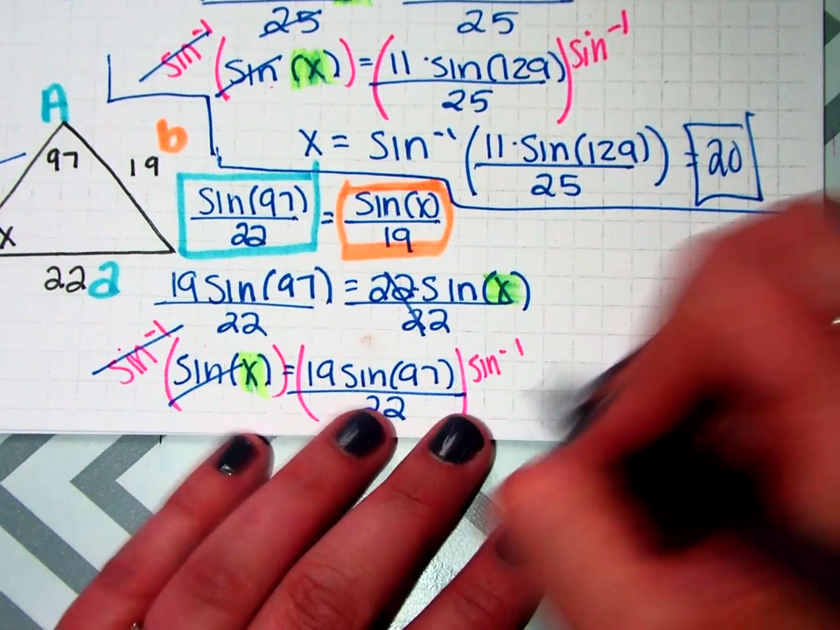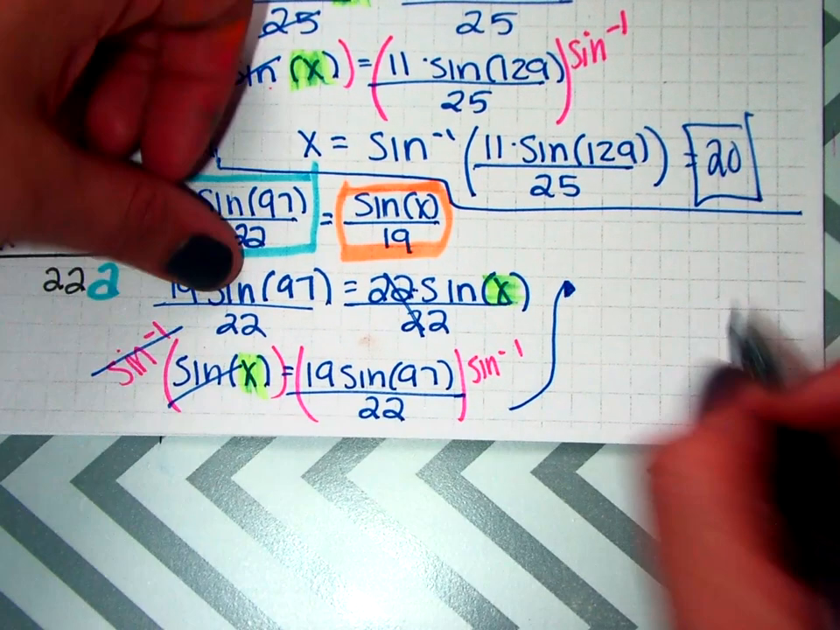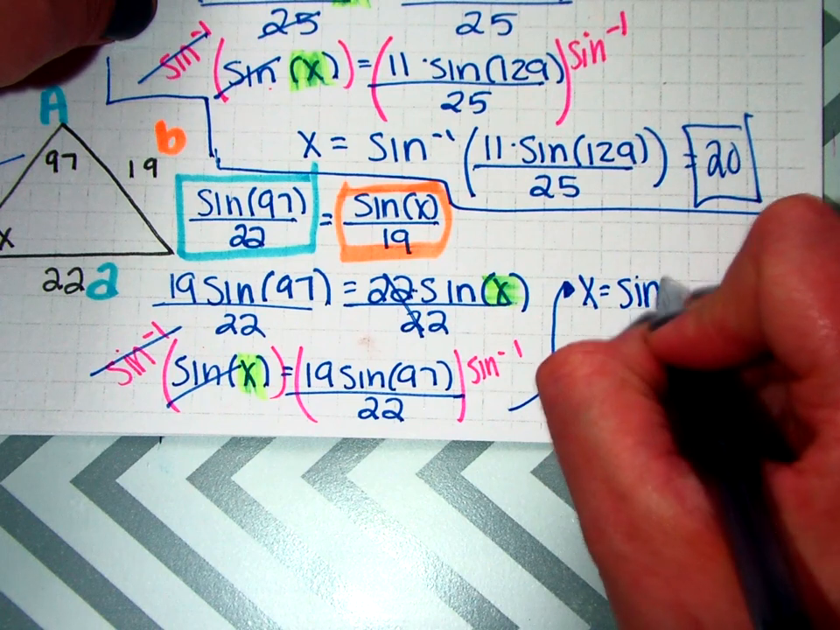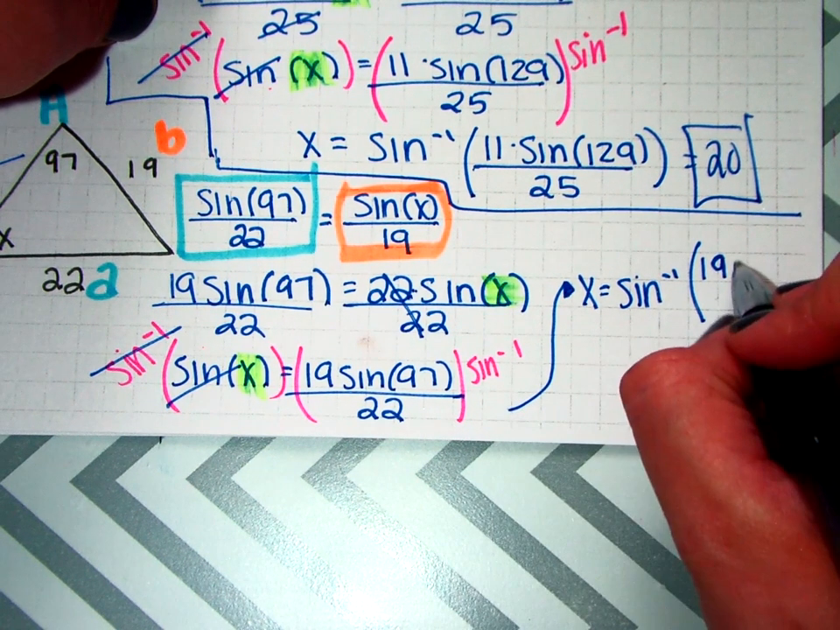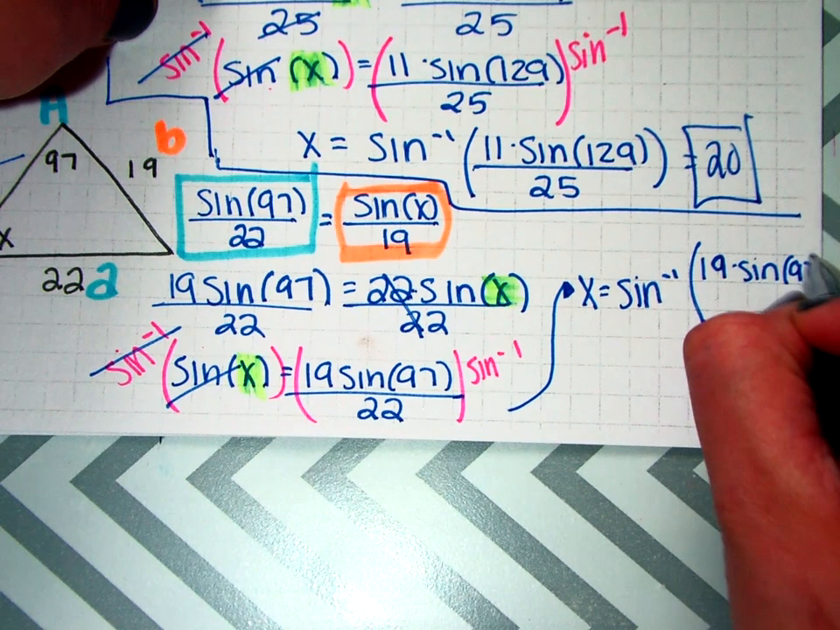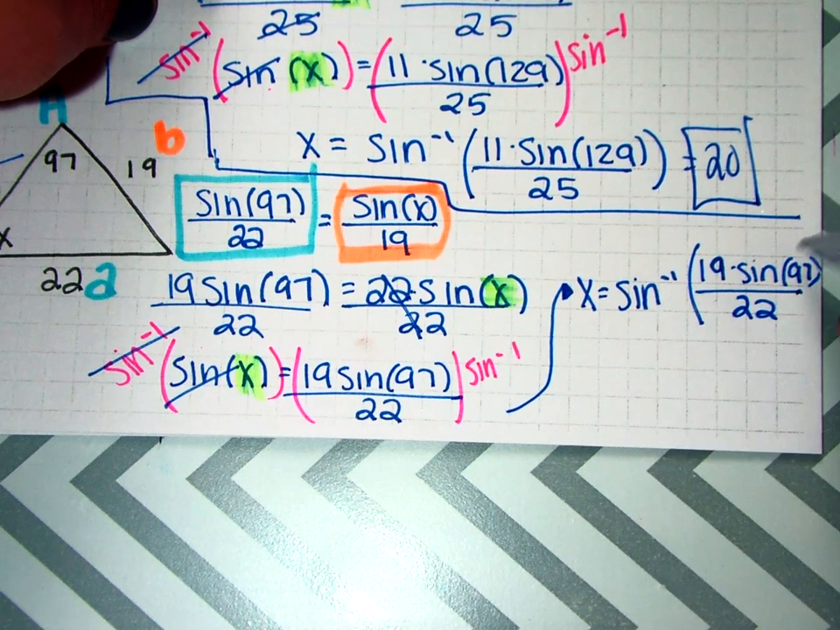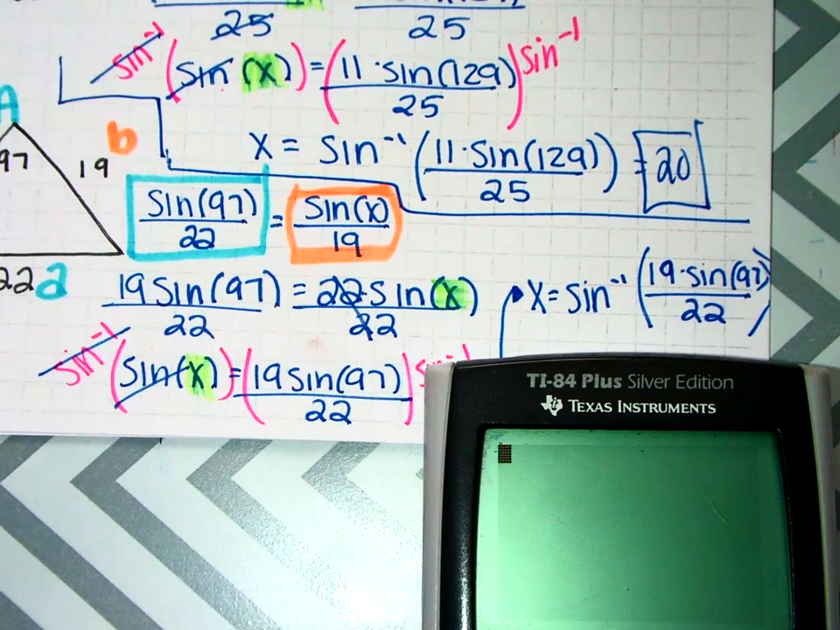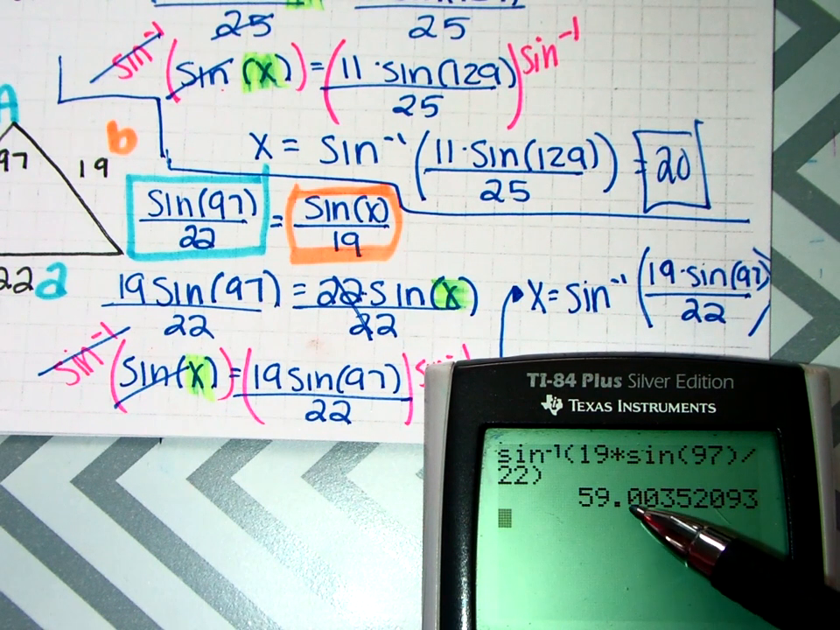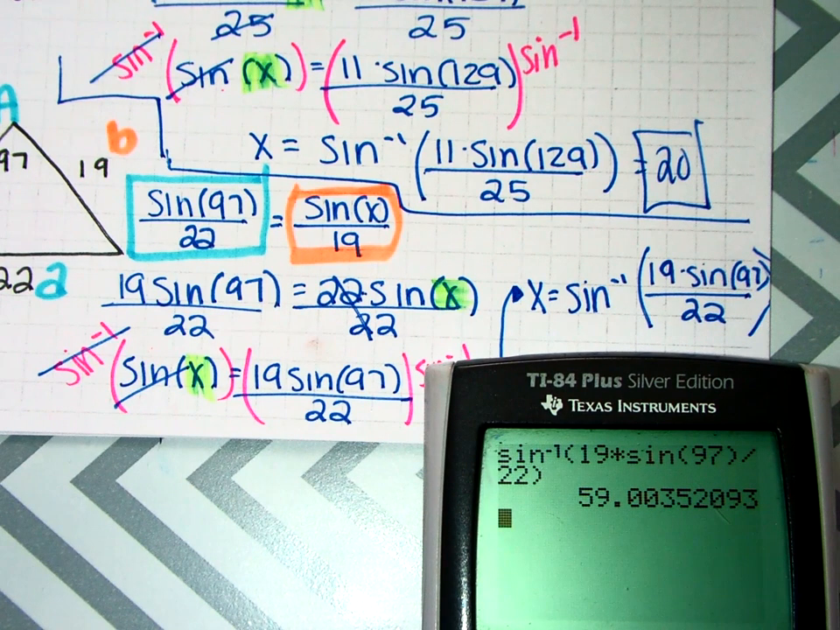So this -1 and sine go away. Let's see, I'm going to write it over here, make it a little bit neater. I'm left with X equals sine to the -1, and then I'm going to write my parentheses stuff in here. So 19 times sine of 97 over 22. And now my X value is isolated. Picking up that calculator, I'm going to type it in how I see it. Second sine brings up the -1. 19 times sine of 97, close parenthesis, divided by 22, and close the parenthesis. Rounding to the nearest whole number, that 0 doesn't move, so this ends up just being 59 degrees.